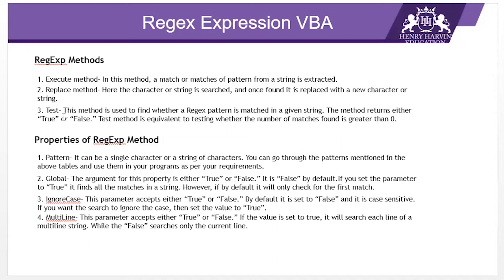What is multi-line? The parameter accepts either true or false. If the value is set to true, it will search each line of a multi-line string. Now understand what global is. The argument for this property is either true or false. It is false by default. If you set the parameter to true, it finds all the matches in a string. However, by default it will only check for the first match. So understand, by default global is set to false, and generally it searches only the first match.